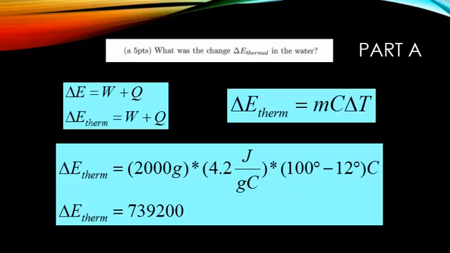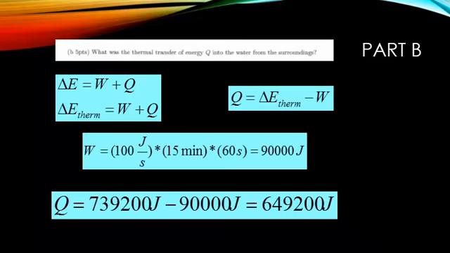Part A asks, what was the change of thermal energy in the water? The equation change in E thermal equals mc delta T can be used to solve this problem, where m is mass, c is the specific heat capacity, and delta T is the change in temperature. After we plug in the given values into this equation, we get that the change in thermal energy was 739,200 joules.